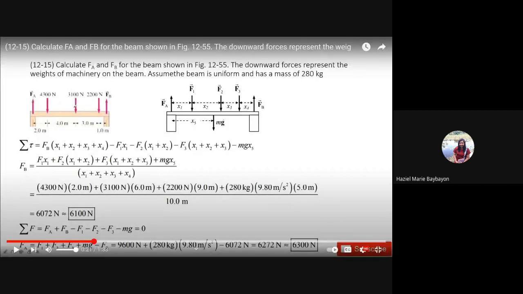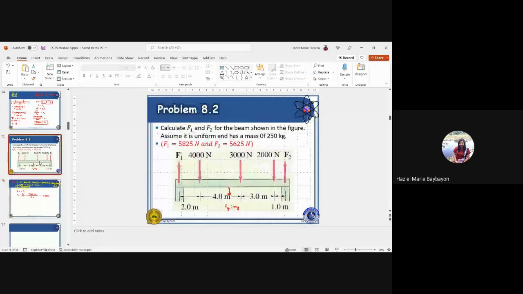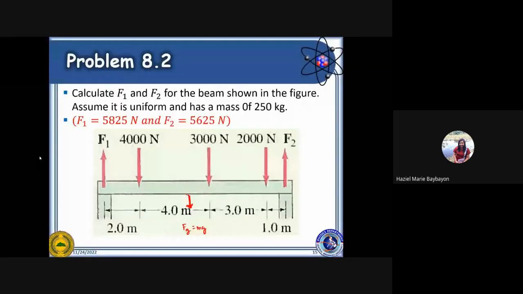Ka-echo di. Okay, so I get it. Di nyo makita ang ano. Lahi ang nakashare, sorry. Sorry. Okay. So, you have this one.